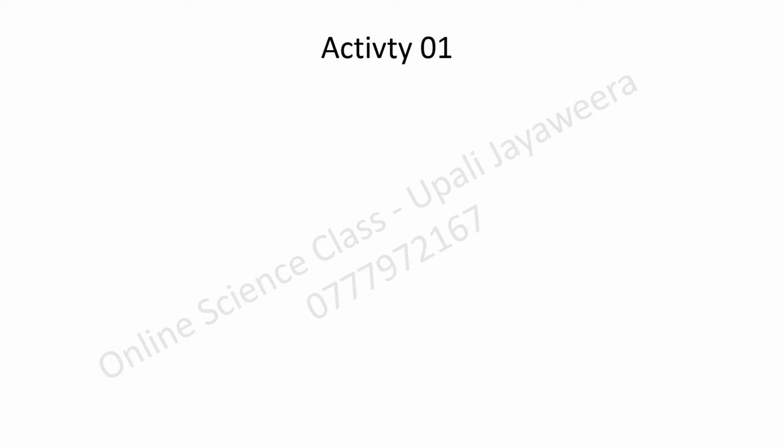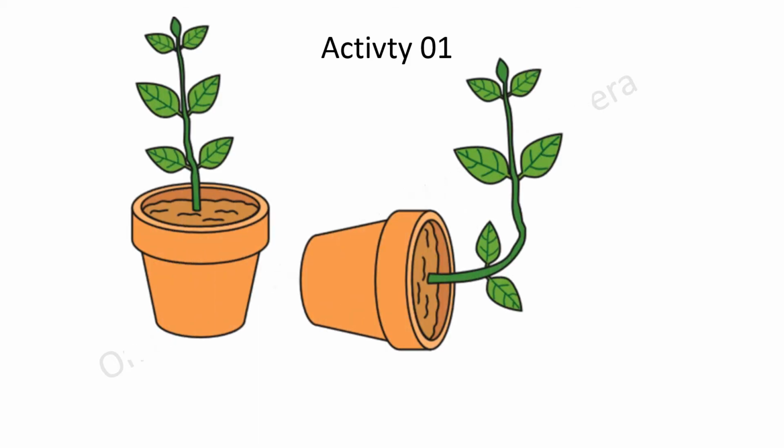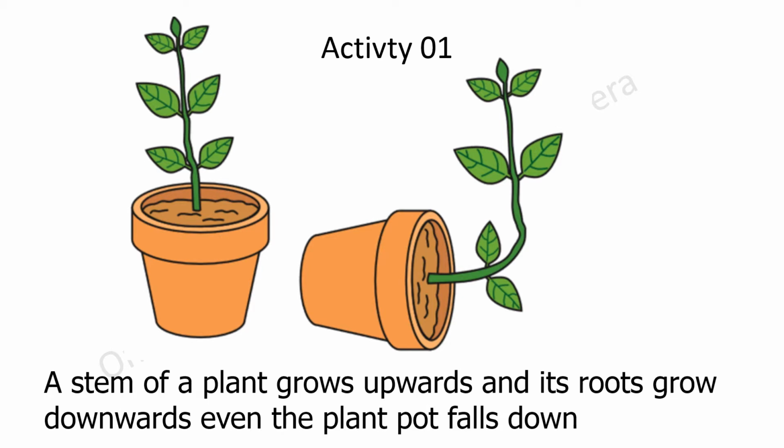Now refer to this activity. Here what can happen? A stem of a plant grows upwards and its roots grow downwards, even if the plant falls down. That means the shoot of the plant always grows upward and the root system grows downward.